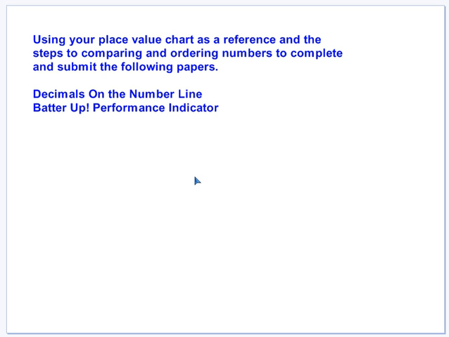Since we have completed your place value chart for whole numbers and the decimals, you're going to use that place value chart as a reference and use the steps to comparing and ordering. Remember, you put your number into your place value chart and compare from left to right. So you're going to compare and order numbers to complete and submit the following papers. You need to finish and do on your own with your place value chart decimals on the number line and batter up your performance indicator. Okay, those are the next two things in this activity, I believe.